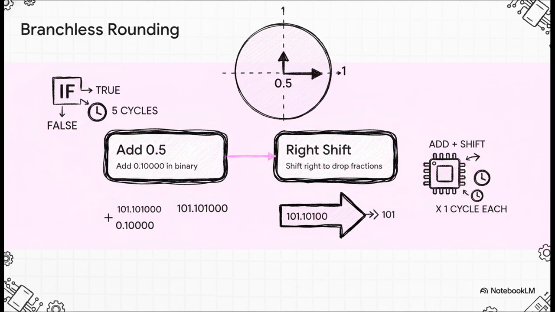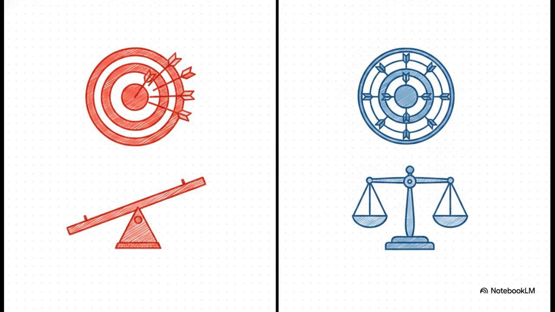Step 1, simply add 0.5, which is 0.1000 in binary, to your number. Step 2, right shift by 1 to drop the fractional bits. Addition and shifting only take 1 cycle each. It is incredibly cheap, it's super fast, and it achieves perfect rounding to the nearest integer. And this brilliantly illustrates a tiny flaw. Even rounding to the nearest integer is slightly biased. Notice that positive 3.5 rounds up to 4, but negative 3.5 rounds down to negative 3.